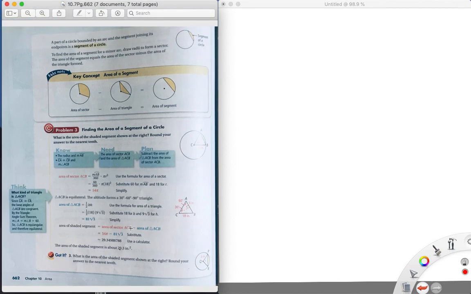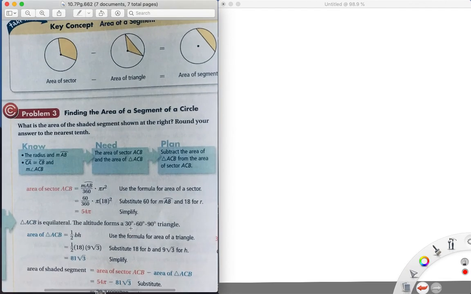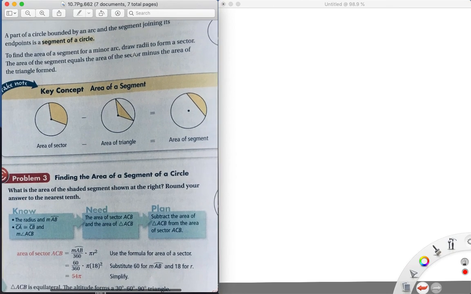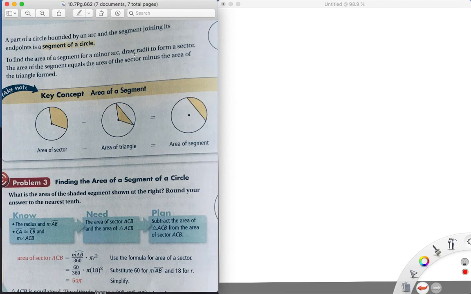So that's a sector of a circle. Then we have something called the segment of the circle. We know what a sector is, right? There would be some type of corner going out to the center here. The segment of the circle is going to be a distance right here, and these points at the end join the end points of the sector, and we call that the segment. So what the book says is that it's part of the circle bounded by an arc and the segment joining its endpoints, and that's called the segment of the circle.